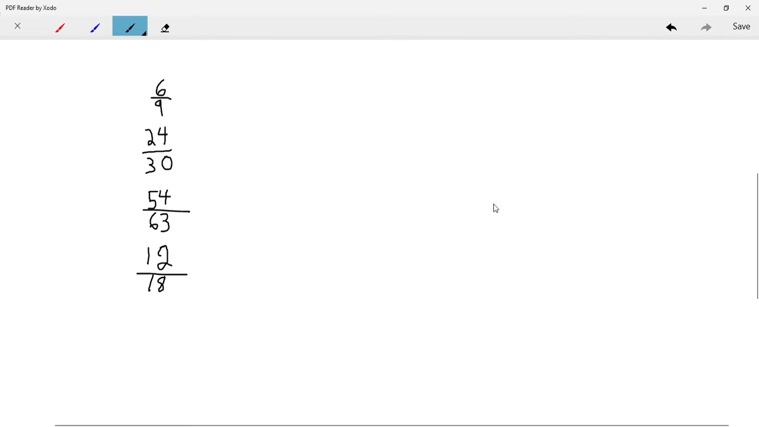Today we are going to be talking about reducing fractions. Reducing fractions means that basically you want your fractions to be the lowest number possible. So let's say we have 1/2, right?